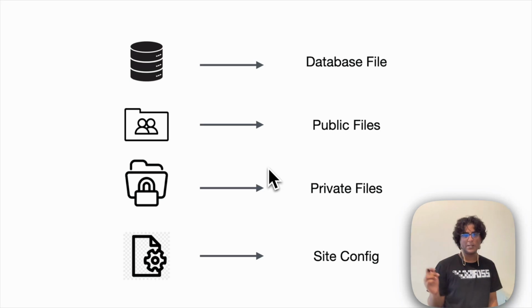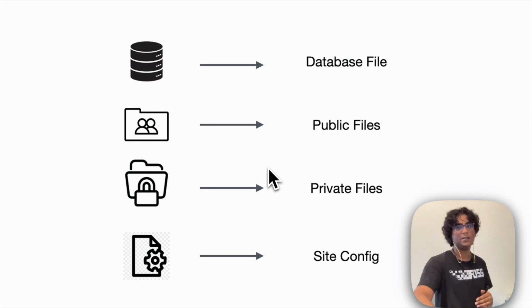Now, to perform a migration, you'll need a set of files. Technically, all you need is the database file, but if your site already has public files and private files associated with it, when you restore, it will lose a lot of functionality because you won't be able to access your files. Simple. Now, how do we generate these four files?